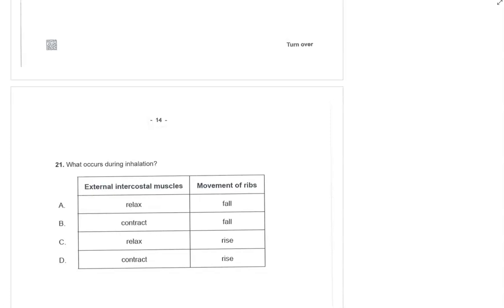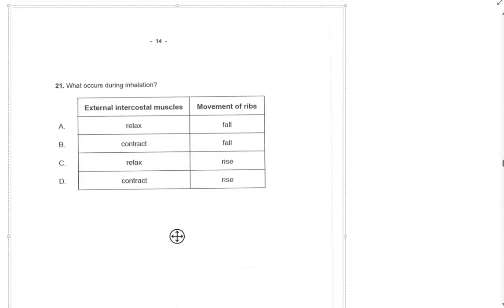Okay, paper 1, multiple choice questions 21 to number 40. So, inhalation, breathing in, the external intercostal muscles must contract, so we can get rid of A and C. And the movement of the ribs is that they go up, so the answer must be D.